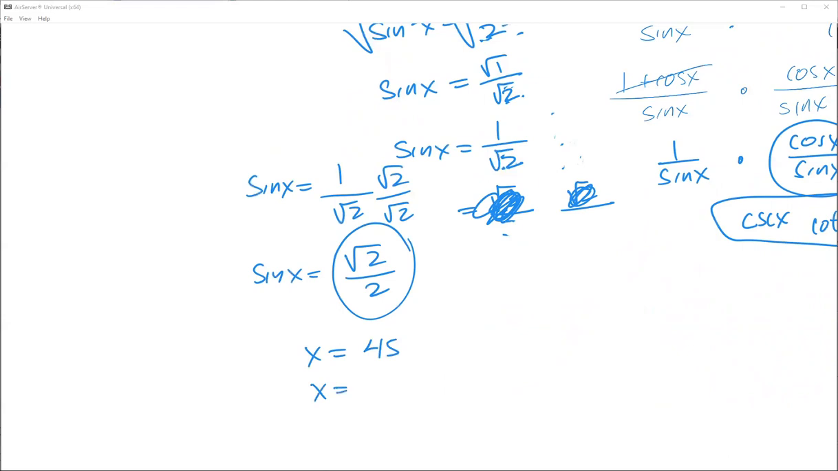Where sine is positive is quadrant 1 and quadrant 2, and so the other answer is 135. So those are the 2 answers. And remember, you're finding all answers between 0 and 2 pi.